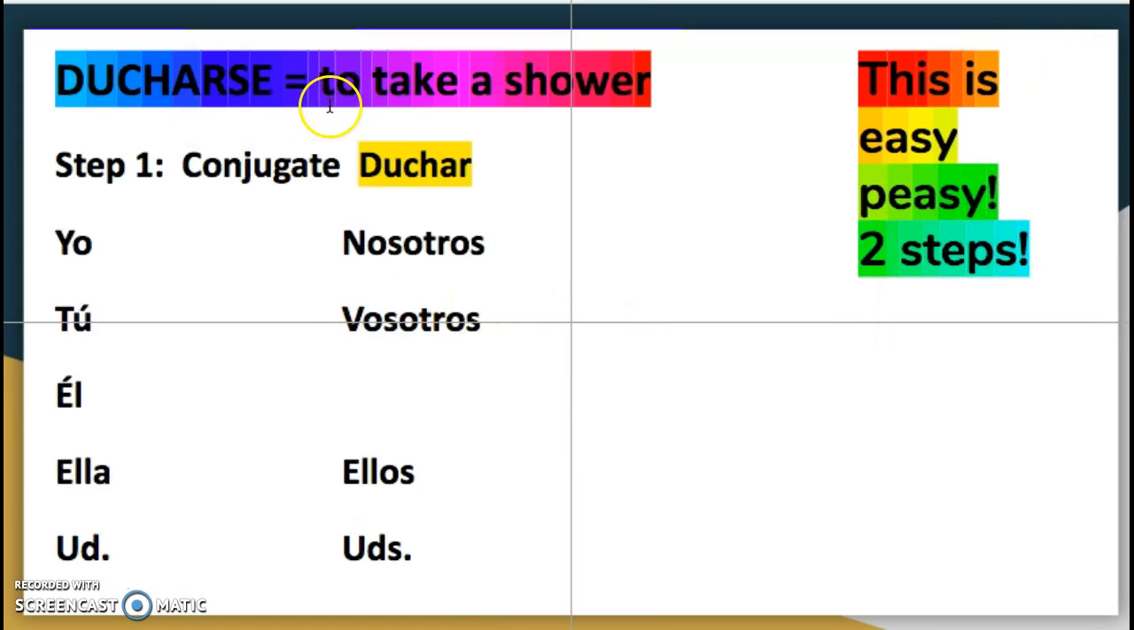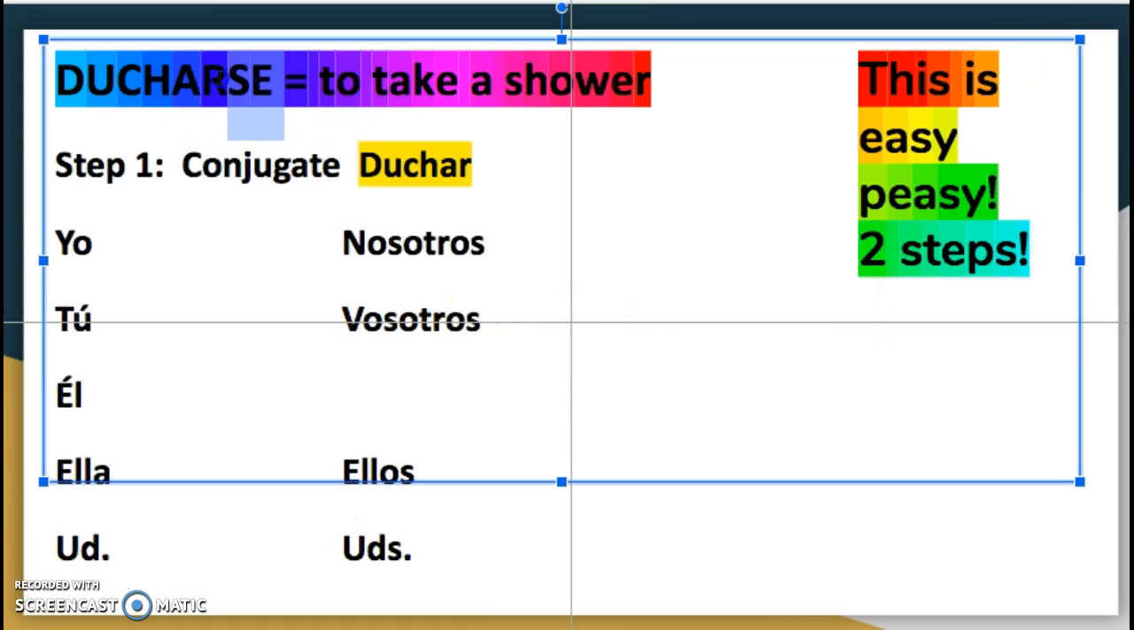So we know that a verb is reflexive because it has this se on the end. The se on the end tells us it's a reflexive verb, but that doesn't make it harder to conjugate. It just makes it have an extra step. So let's take it down and make it easy.